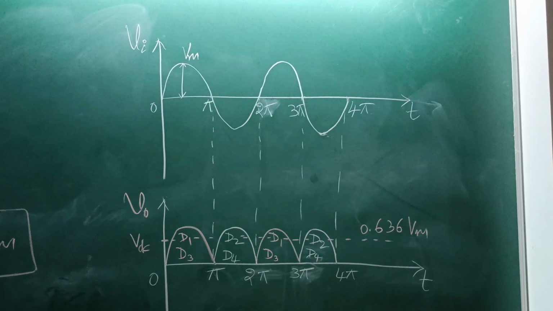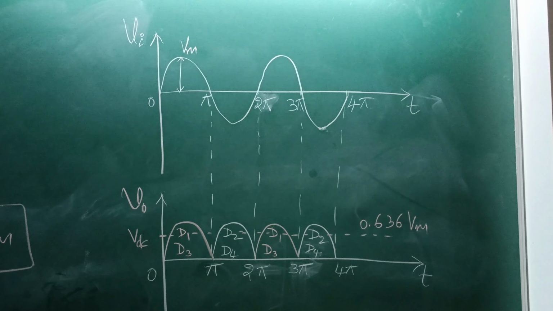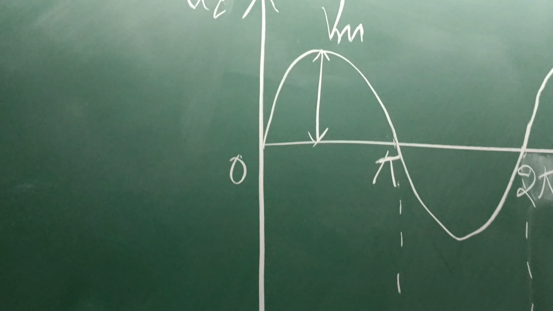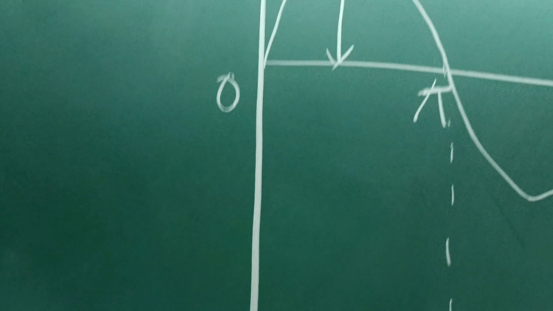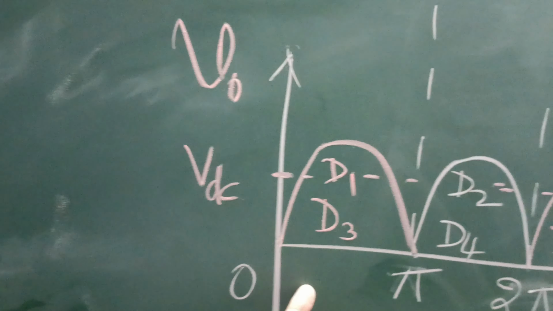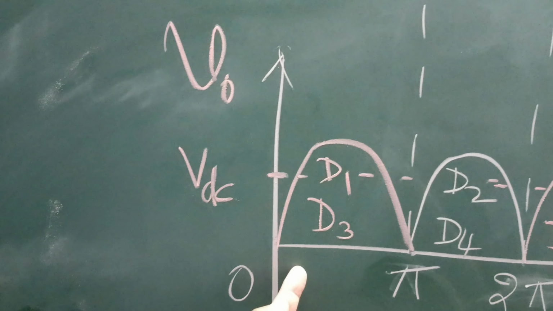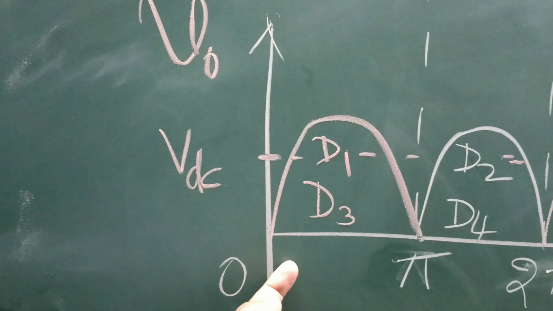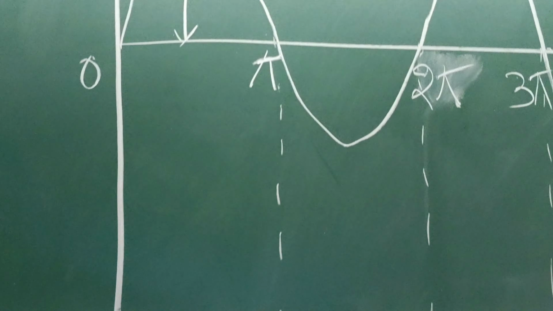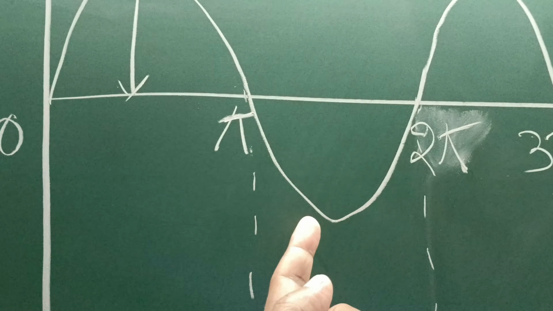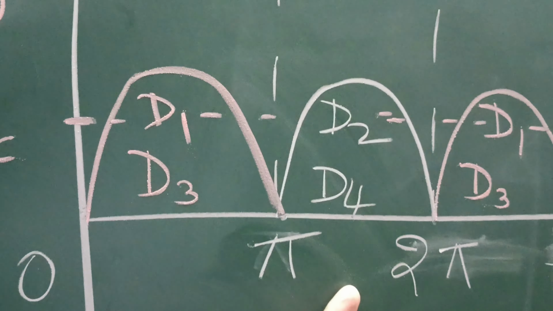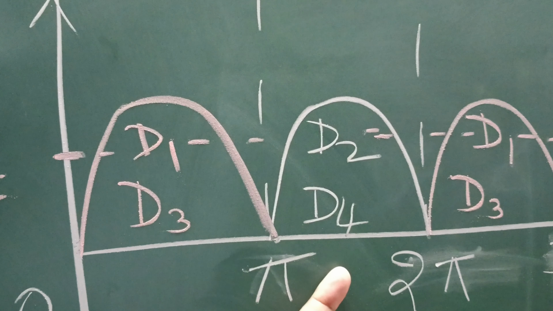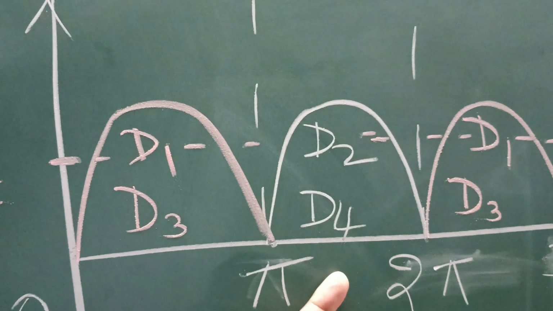The input and output waveforms are shown in the figure. This is the positive half cycle of the input signal. During positive half cycle, the output voltage is produced across the load resistor due to conduction of diodes D1 and D3. During negative half cycle, the output voltage is produced because of the conduction of diodes D2 and D4.